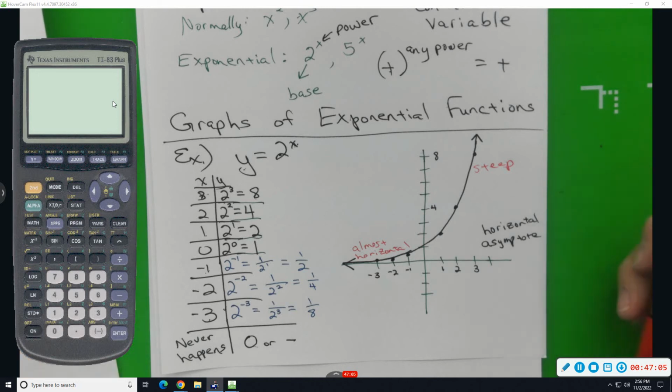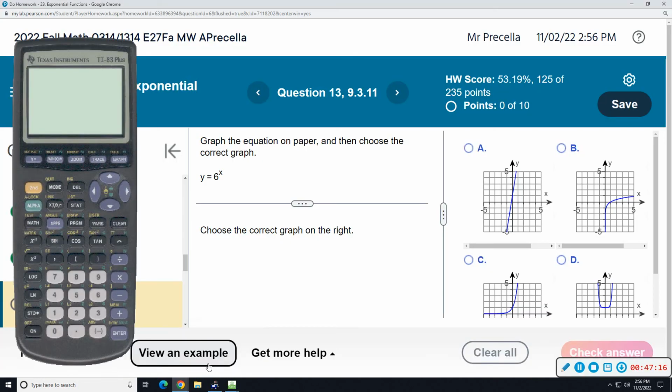So let's look at the function they want us to graph. They gave us one a moment ago. Okay, 6 to the x. Well, I'm not going to want to use so many ordered pairs here because 6 cubed is 216. I don't want to be counting up 216 units. Let me write the problem down.